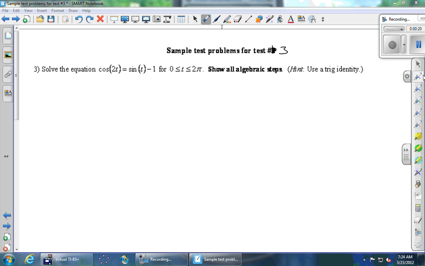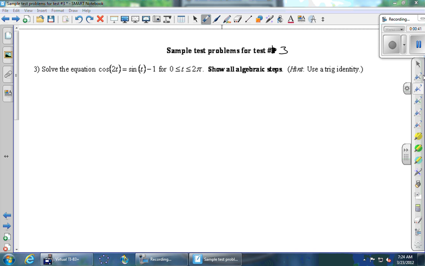Okay, so that bold phrase there means don't just graph the two sides of this equation on your calculator and then intersect them, although we'll do that to check our answer at the end, but rather do everything with algebra. Okay, so use a trig identity. On the left-hand side, we have cosine of 2t, and on the right-hand side, we have sine of t minus 1. What makes this challenging?